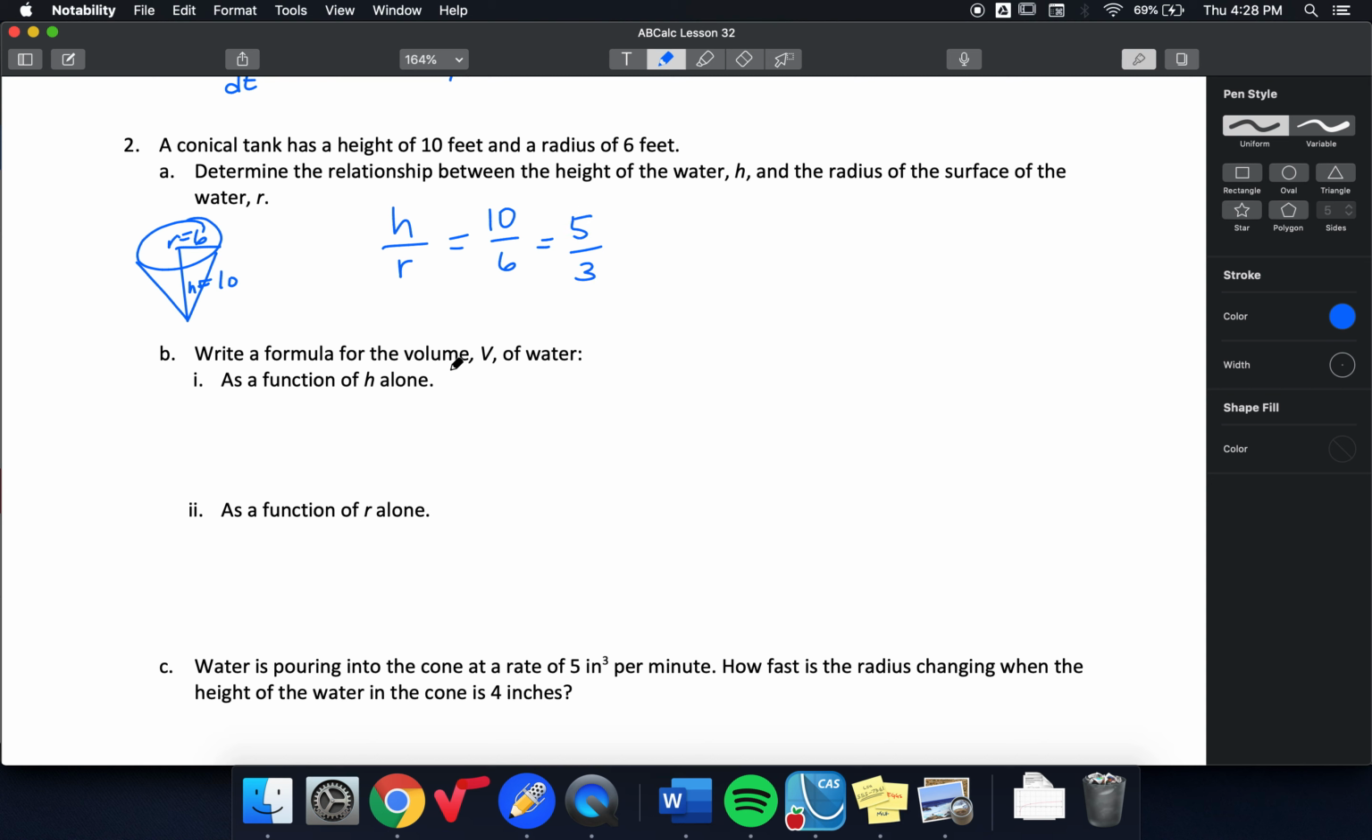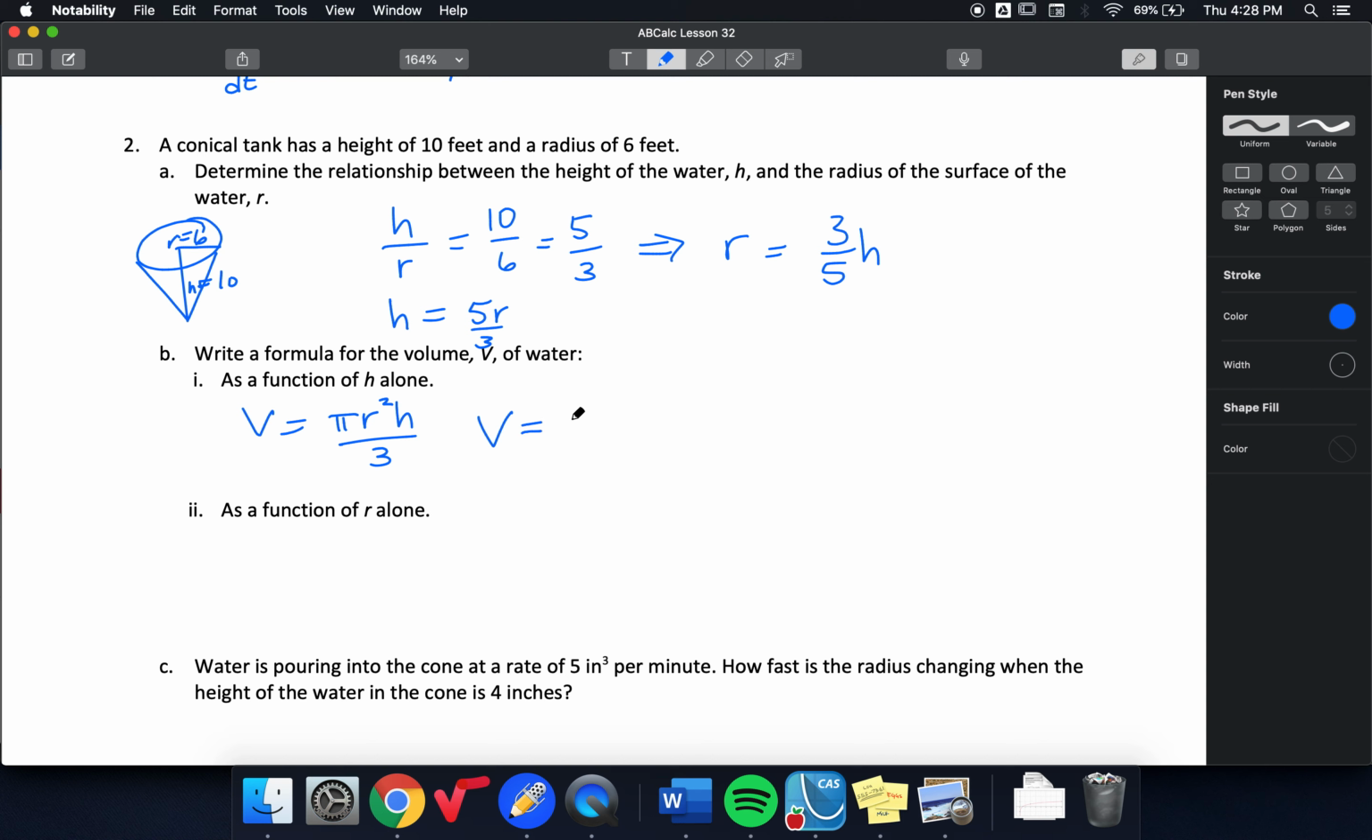Write a formula for the volume of water as a function of h alone. Well, I'm going to come up here and get h alone then. h is equal to 5r over 3. Volume of a cone is 1/3 pi r squared h. Put the 3 on the bottom. Now I'm going to replace, a function of h alone. So I want h to be alone, I don't want my r to be alone. So actually, I really wanted to take this and solve for r. So r is equal to 3/5 h. So I'm going to come back and substitute this way.